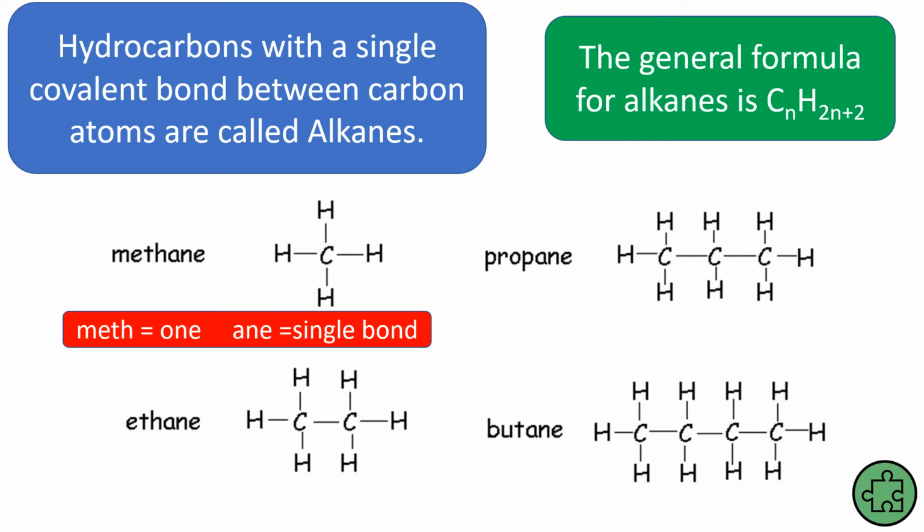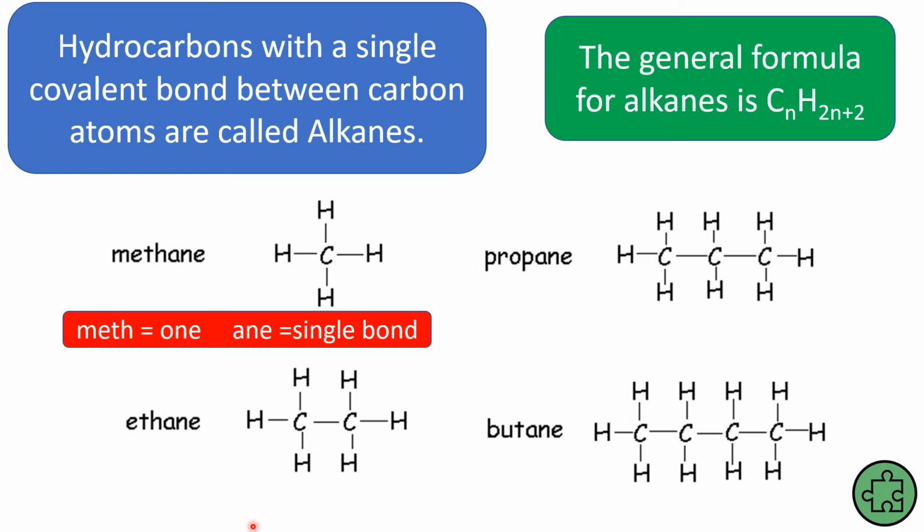Okay, so why is it called methane? Well, meth means 1, so there's only 1 carbon, and ane means that you have a single bond here. And if you look at that general formula, CnH2n+2, I've got C1. So if I was going to calculate that, H is double the 1, so that's 2, plus 2 makes 4. 1, 2, 3, 4, so CH4.